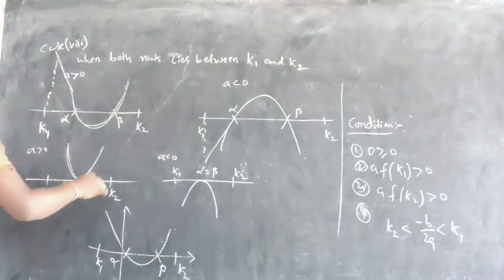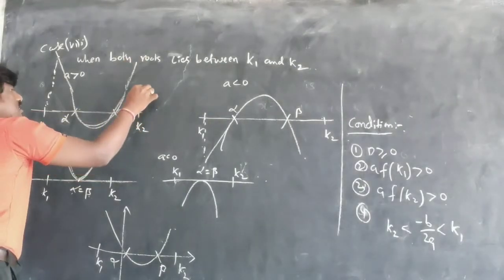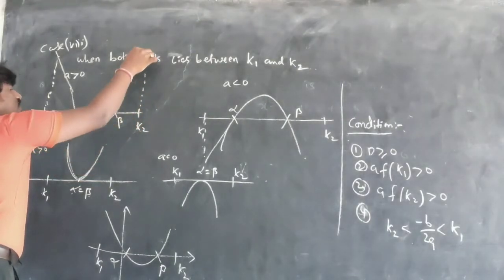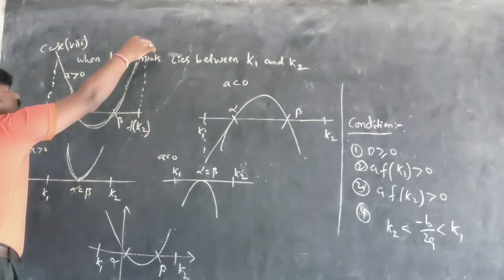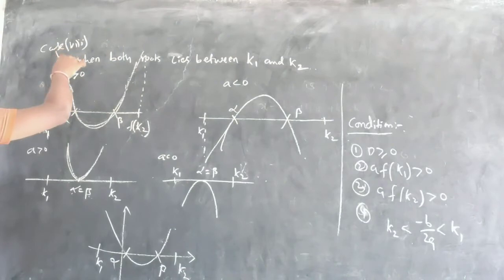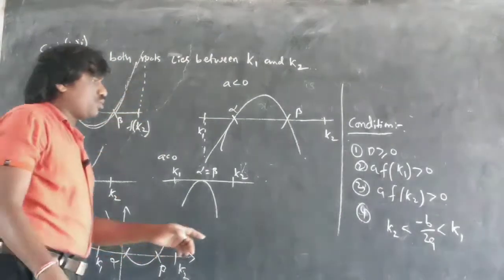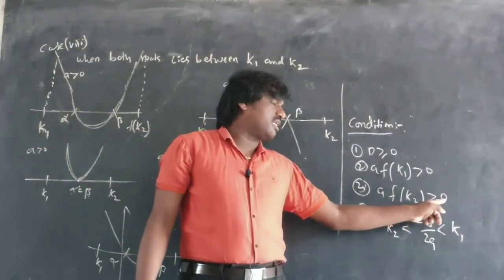Another one is what here? This is k2. So f of k2 will give this result. This is positive and this is positive. Positive into positive is positive, so a into f of k2 will be greater than 0.